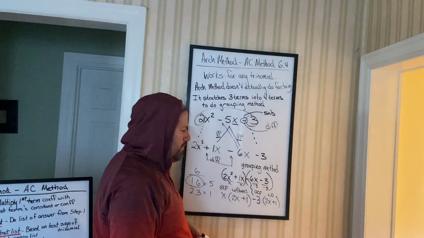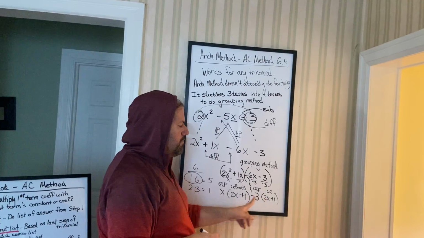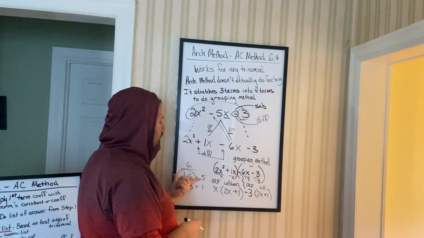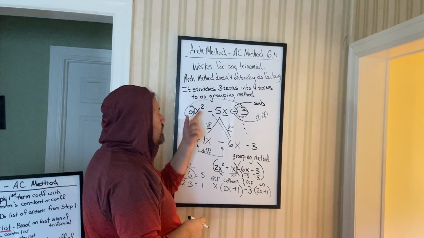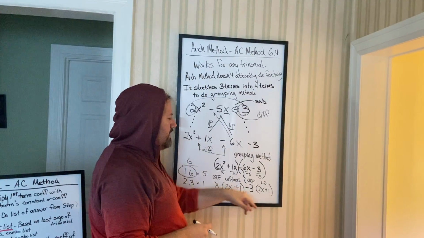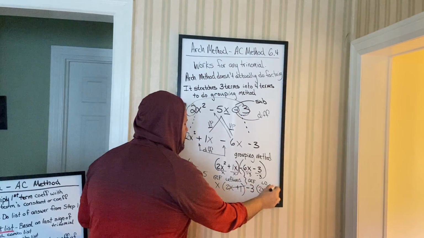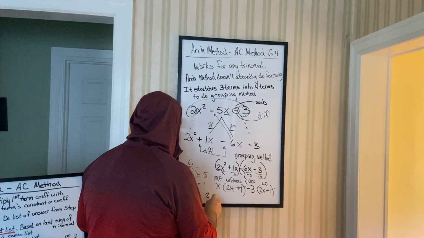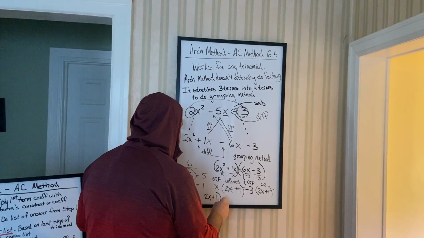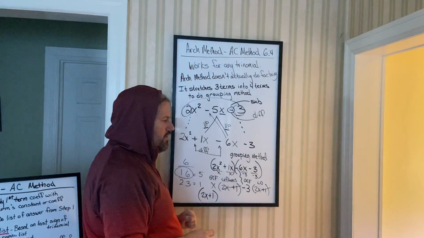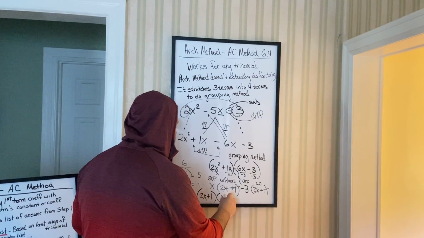In the grouping method, these parentheses must match. We know these have to match because we found a combo that worked when we were doing the arch method, which means these must match. When they match, remember, take them out and put it as one set of parentheses. And then the GCF that you did here and here from step 2 and 3 make up your other binomial.